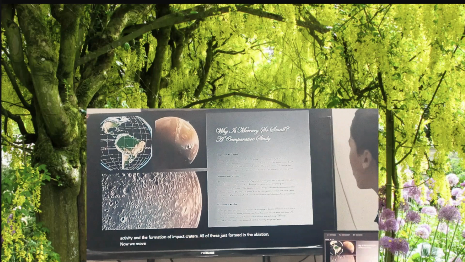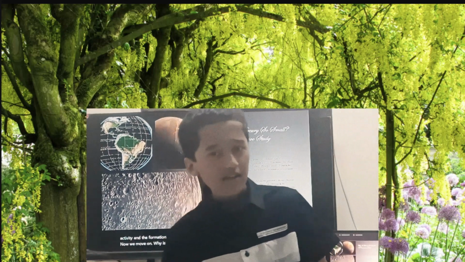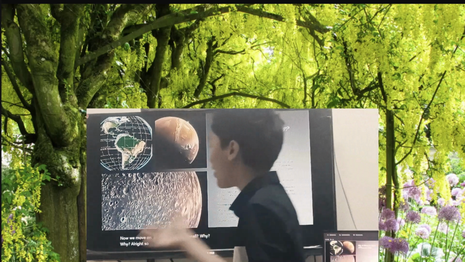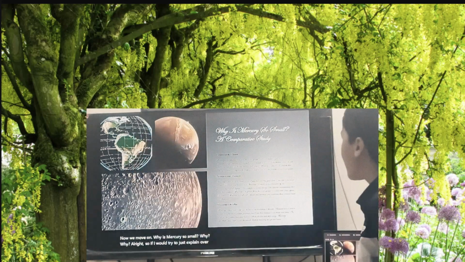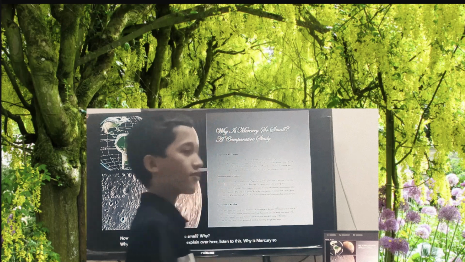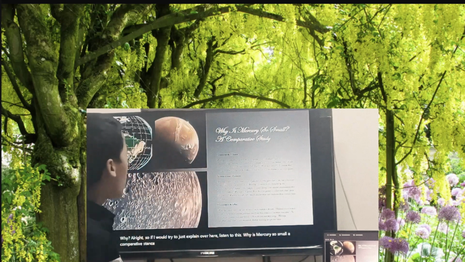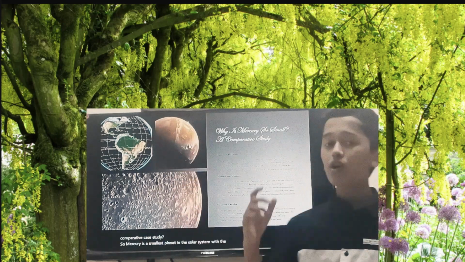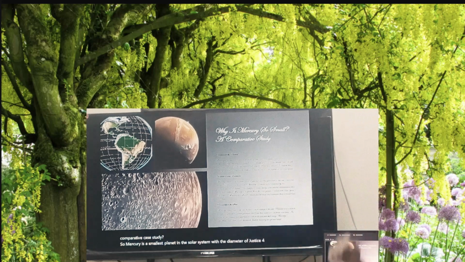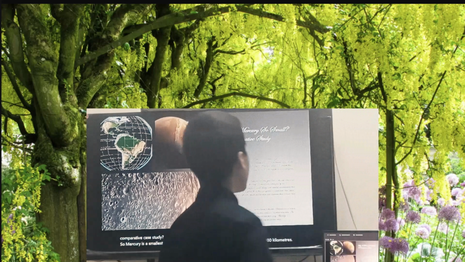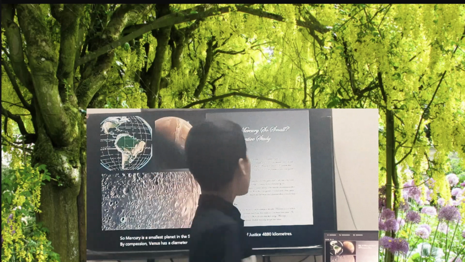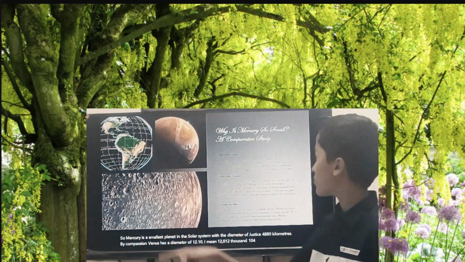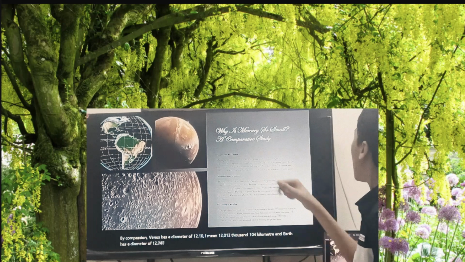Why is Mercury so small? Why? Okay, so if I try to explain over here, listen to this. Why is Mercury so small? A comparative study. It's just a case study. Mercury is the smallest planet in the solar system with a diameter of just 4,880 kilometers. By comparison, Venus has a diameter of 12,104 kilometers, and Earth has a diameter of 12,742 kilometers.